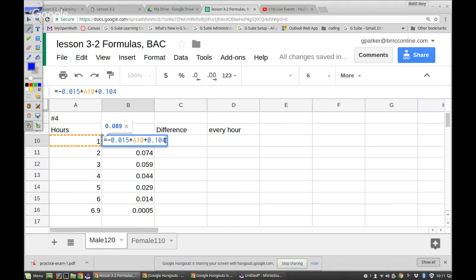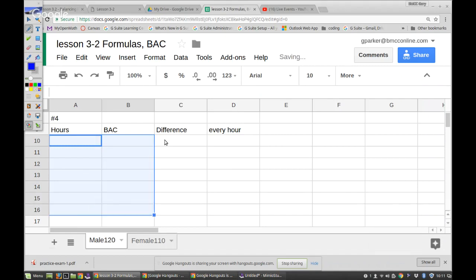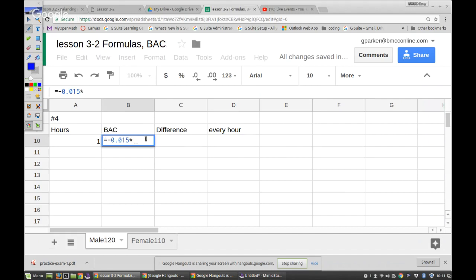And once you type that in there, you can just fill it down. So I'm just going to start that over just for fun in the spreadsheet. I'm going to start off with 1 hour. For the BAC, it's equal to negative 0.015 times the time, which is right next to me here, so I just click on it. And then I add on that fraction. You can either do the fraction that was pre-calculated or calculated on the fly.